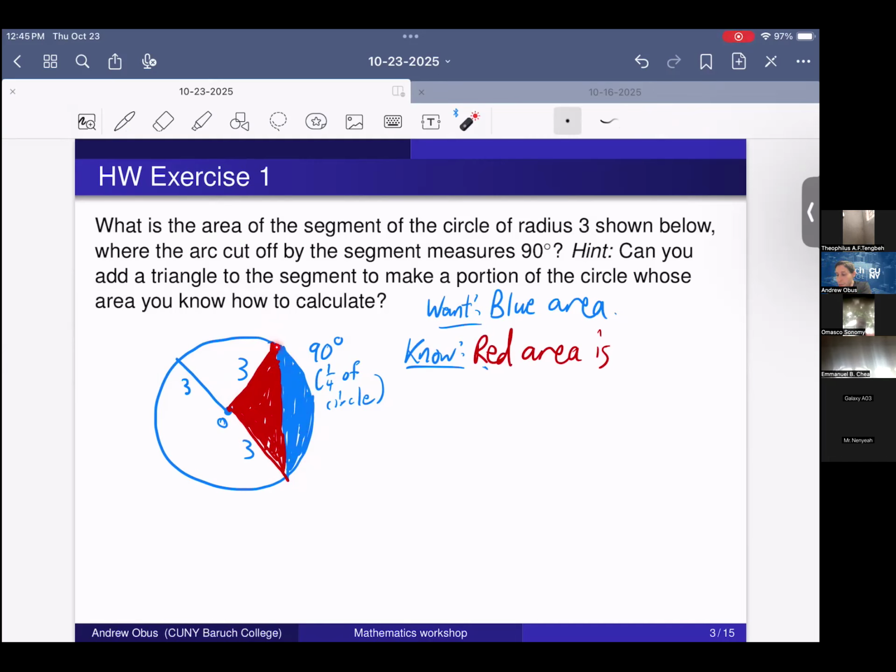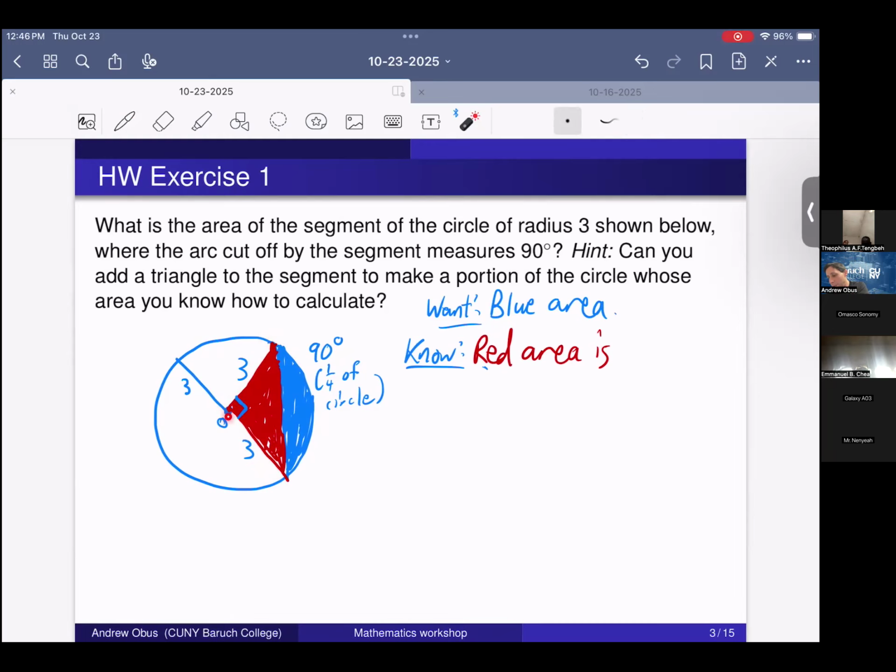And what is the definition of the degree measure of an arc? It's exactly the size of the central angle that cuts it off, right? So that tells you that this angle here is actually a 90-degree angle, or in other words, a right angle. Okay, so I've drawn the little right angle sign there. So you have a right triangle where this side has length 3 and this side has length 3, right?